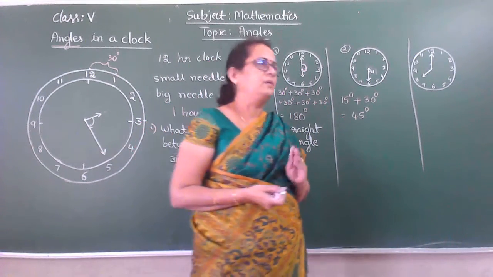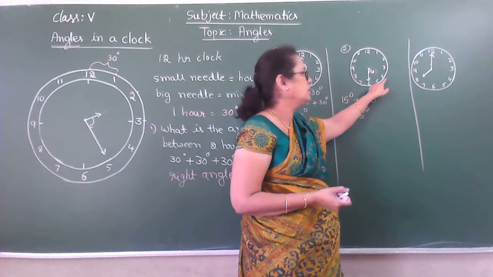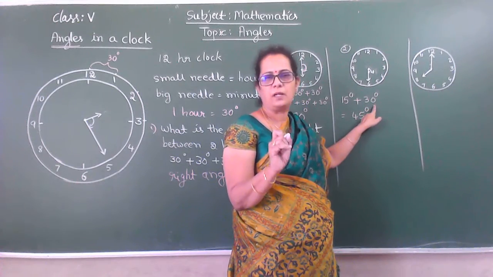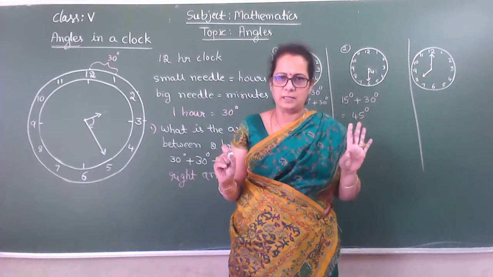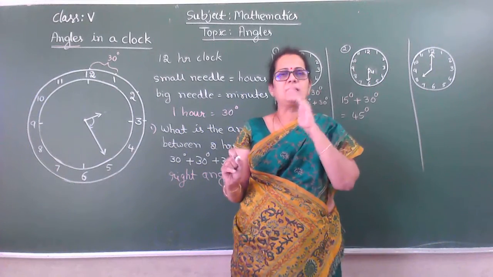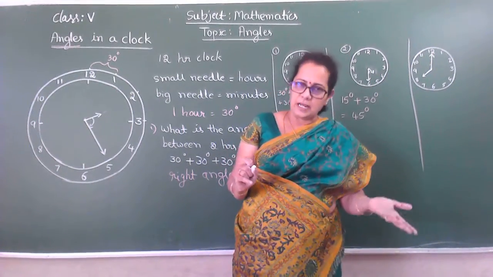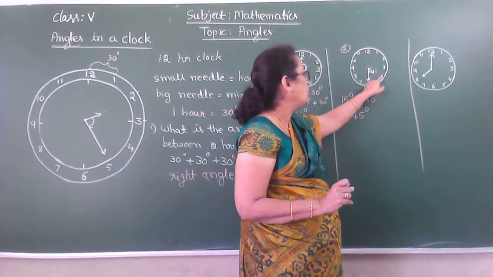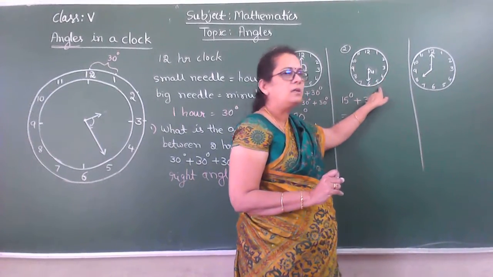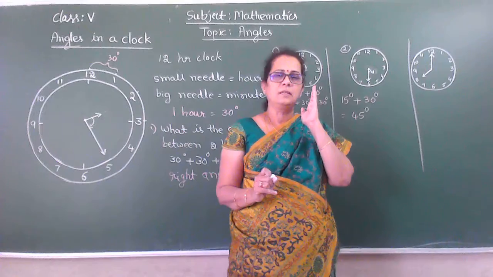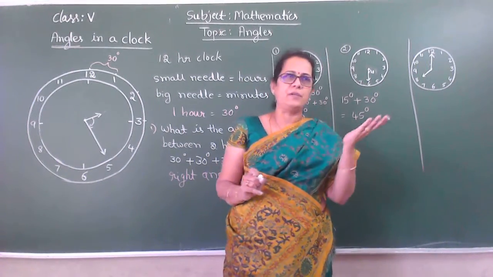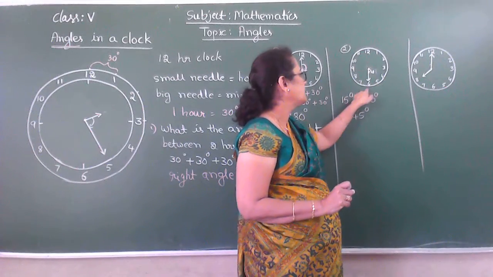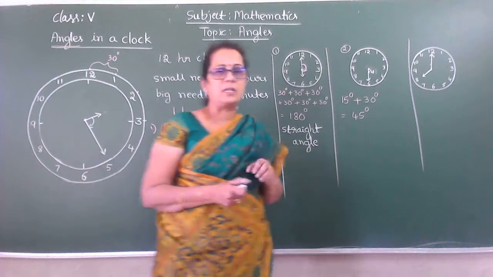Let me say once more, children, see. If the small needle is exactly on a number, from number to number it is 30 degree. Okay, when you take from number to number, it is 30 degree only. Suppose if it is 3 and half, 4 and half, 5 and half, 6 and half. Okay, when half comes, then the small needle is between the numbers, means you make it as half. That is 30 half is 15. That is why here 15 plus 30. So angle is 45 degree.